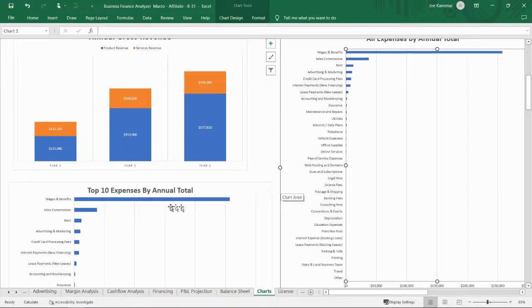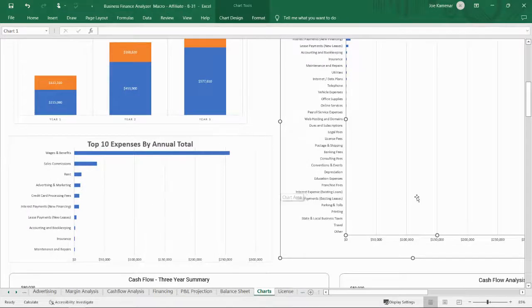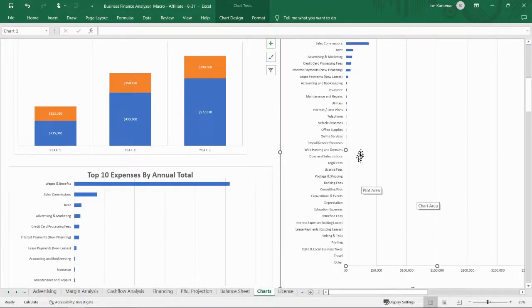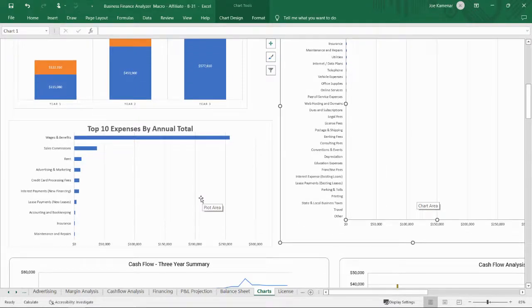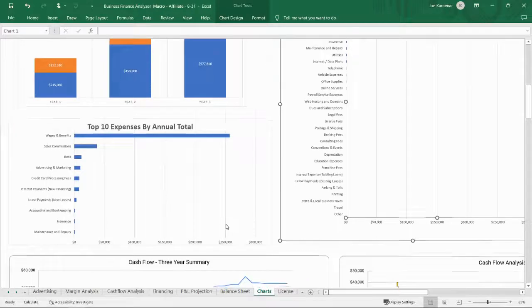Your top 10 expenses by annual total. So this takes your top 10, makes it easier to see, because realistically, who cares about all the others that are negligible? Your potential lender may want to look at your top 10 expenses. Well, you can provide that visual.